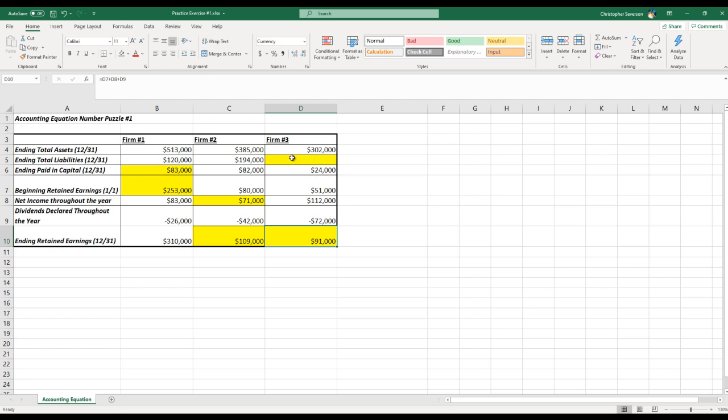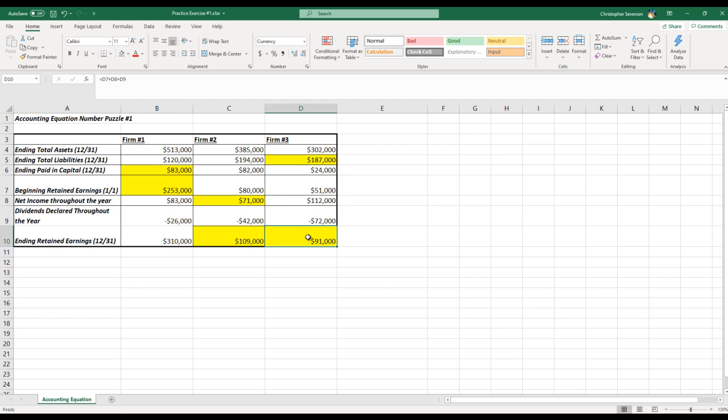Now we have assets. We have our two components of equity, paid-in capital and ending retained earnings. We're missing liabilities. Liabilities has to be assets minus equity, which in this case is minus $24,000 and also minus $91,000. Liabilities must be $187,000. If you're in doubt with that one, add liabilities plus the two components of equity, and sure enough, that's $302,000, which is our assets.